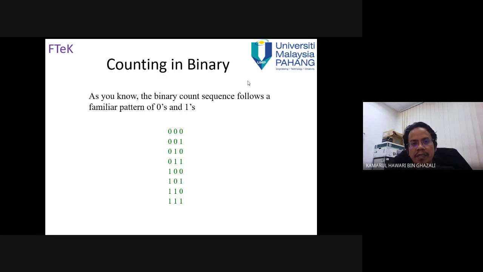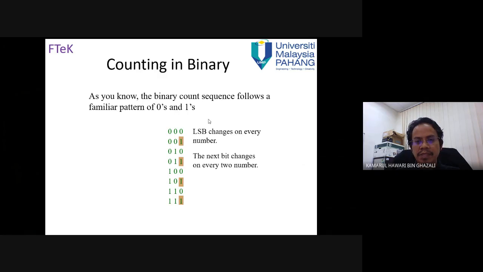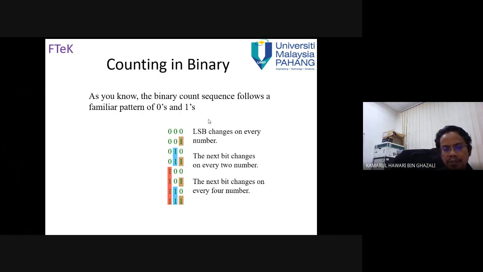As you know, the binary count sequence follows a familiar pattern of zeros and ones. So this is the sequence of the counter. The LSB changes on every number. The next bit changes on every 2 numbers. The next bit changes on every 4 numbers. So this is the counter, a pattern of zeros and ones.